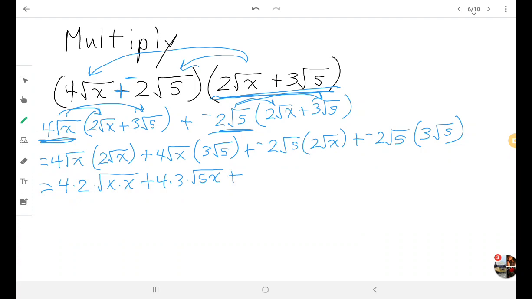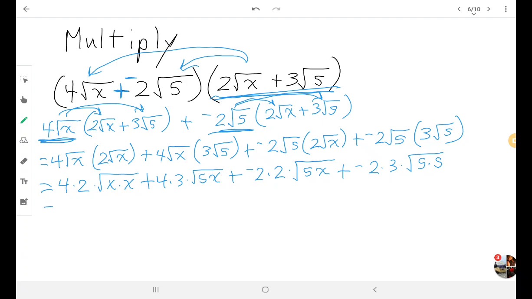plus negative 2 times 2 times the square root, and I've got a 5 and an x in the square root, plus, and then I've got a negative 2 times 3 times the square root of 5 times 5.